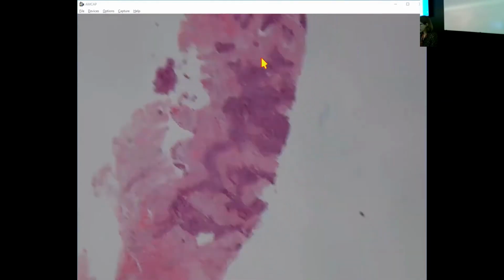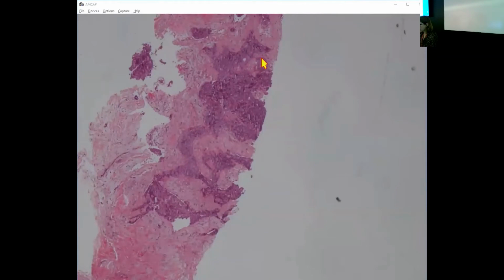I think I have two profiles. Here's a better profile. Okay, so as I was saying in the presentation, it's got an irregular shape to the nests, and so I think naturally you do think of some sort of infiltrative process.